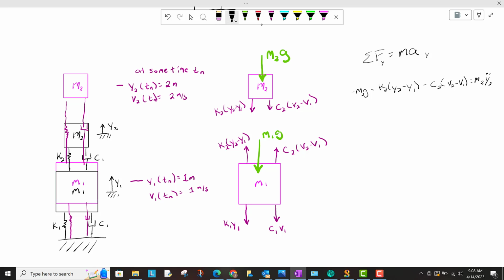Moving on to mass 1, we'll have minus m1 g plus k2 times (y2 minus y1) plus c2 times (v2 minus v1) minus k1 y1 minus c1 v1 is equal to mass 1 times the acceleration of mass 1, which we will express as y1 double dot.